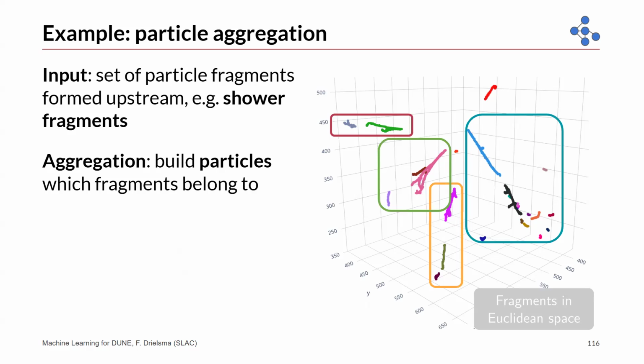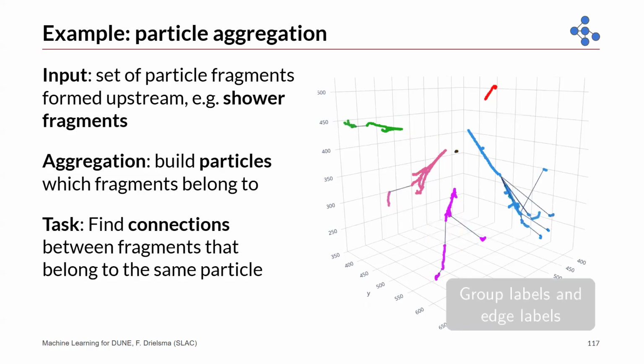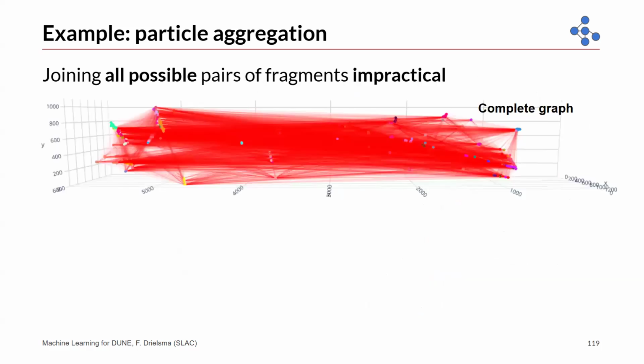So this is the group you're trying to build, right? I'm just giving you the answer. And the way you can formulate this task is, please, neural network, tell me which of these connections is actually relevant to put these things together. So if two fragments belong to the same instance, I want the graph neural network to tell me that this edge is connected, right? And so you can do different things.